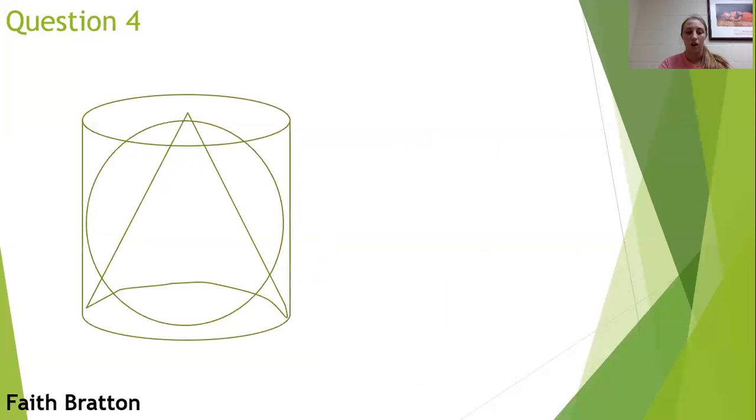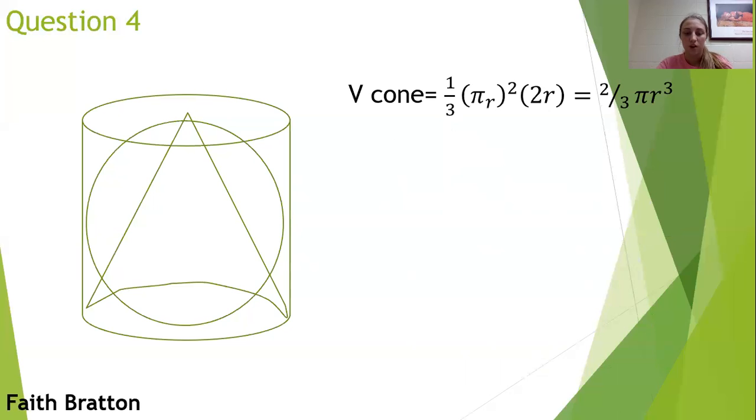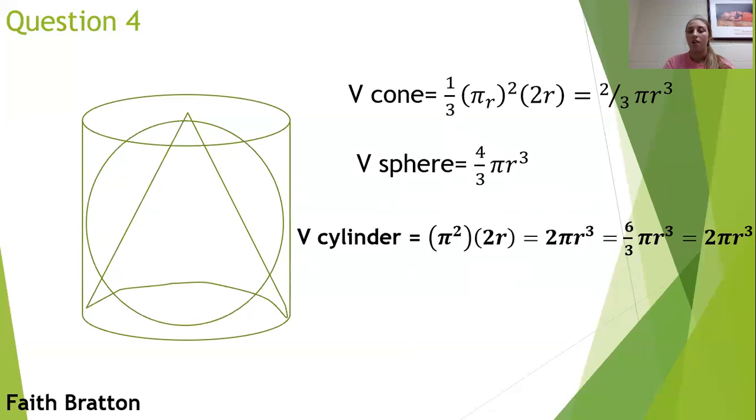Okay, for question 4, we must find the volume of the circular cone, the cylinder, and the sphere. First, using the formula for the cone, which is one third pi radius squared times height. For the sphere, we must use this formula. And for the volume of the cylinder, we use this formula. We've already plugged them in.